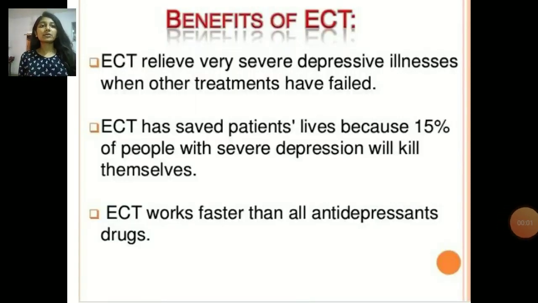Next, benefits of ECT. First, ECT relieves very severe depressive illness when other treatments have failed. Second, ECT has saved patients' lives because 15% of people with severe depression will kill themselves. Third, ECT works faster than all antidepressant drugs.